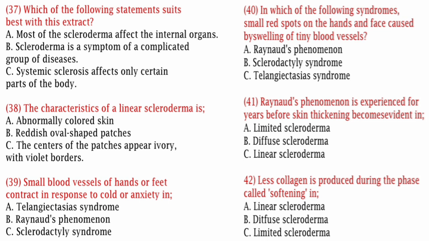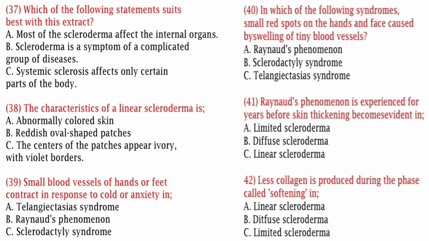Hello, doctor. Could you please explain different types of scleroderma? Well, scleroderma is a symptom of a complicated group of diseases characterized by an abnormal growth of connective tissue that supports the skin and internal organs. This disease is also termed systemic sclerosis. Scleroderma literally means hard skin, derived from the Greek words sclerosis, meaning hard, and derma, meaning skin.